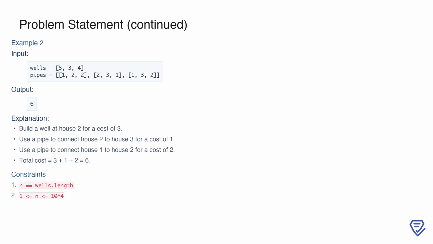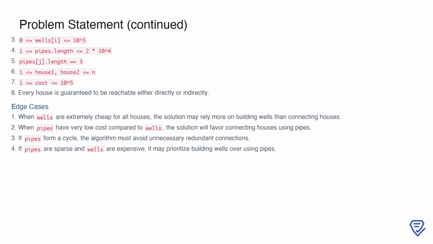The constraints for the problem ensure that the input sizes are manageable and that every house is guaranteed to be reachable through some combination of pipes or wells. There are additional details to consider when solving the problem. The cost of building a well for any house will always be non-negative and can go up to 100,000. Similarly, the connection cost for pipes is also bounded between 1 and 100,000. The number of houses, n, can be as large as 10,000, and the number of pipes can be up to 20,000. This means the solution must be efficient to handle larger inputs. Each pipe connects exactly two houses, and the input guarantees that every house is reachable.